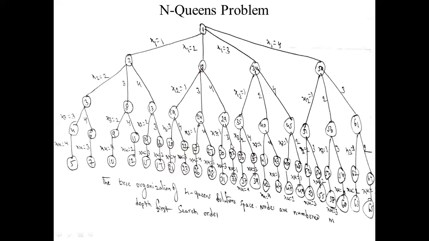But whatever node numbering you use, you can give it in either breadth first search order or depth first search order. So like this, we can construct a state space tree or solution space. Now this tree structure is called the state space tree.